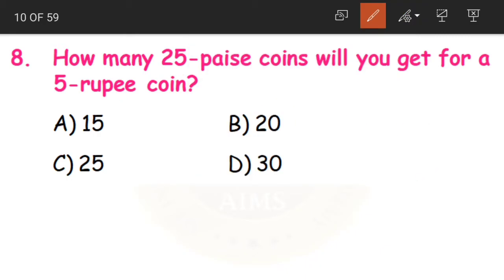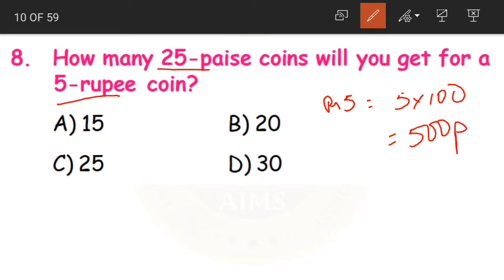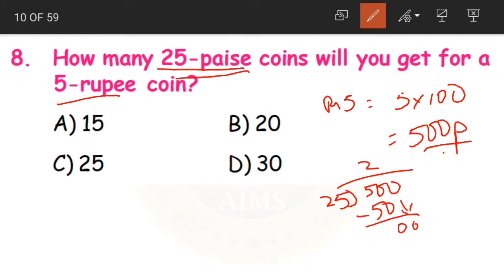Or another way to solve this question is, first convert this 5 rupees into paise. 5 into 100 is equal to 500 paise. Now if we divide the 500 paise by 25 paise, we have 25 twos are 50. When we subtract, 0 is our remainder. 0 brought down. 25 zeros are 0 and 0 is our remainder. Yes, children? So 20 here is our answer. That means for a 5 rupee coin we will get 20 25 paise coins.